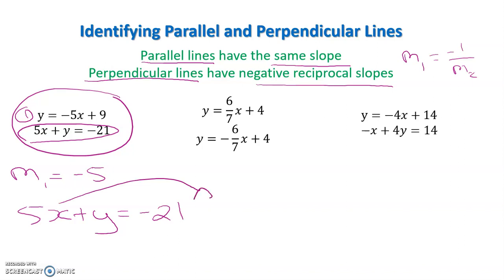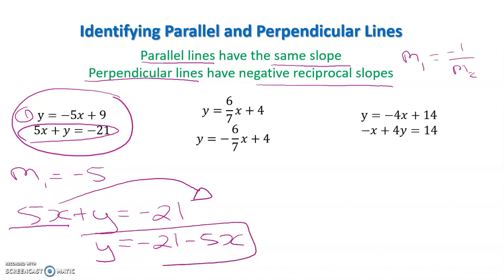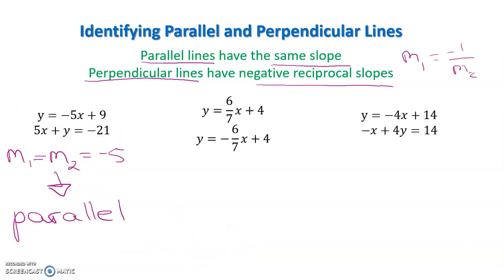I'm going to move the 5x over here using subtraction. The reason I'm subtracting is this is positive. The opposite of adding, or a positive, is negative or subtraction. So y equals negative 21 minus 5x. This is in slope-intercept form, so my slope is negative 5. Since this slope is negative 5 and this slope is negative 5, these two lines are parallel.